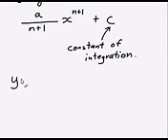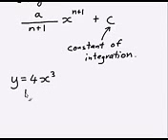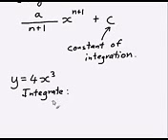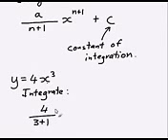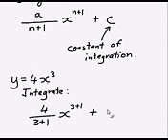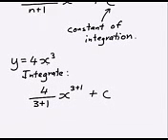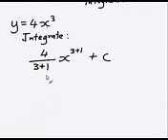So say I have a function y equals 4x to the power 3. If I wanted to integrate this, first up what I'm going to have to do is take the 4 in front of the x and divide it by the power plus 1. So I take the 4 and divide it by 3 plus 1. Then I take the x and I increase its power by 1. So the power goes from 3 to 3 plus 1, and I have to add in this constant of integration. Never forget to do that.